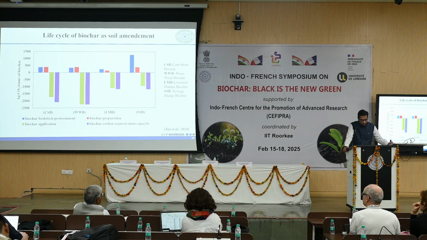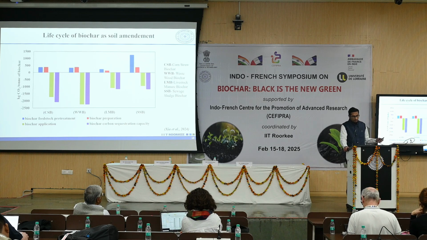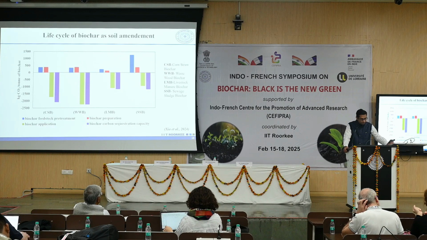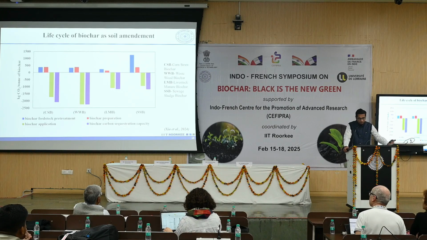Another example. Now suppose I am also considering different kinds of applications as well as the different feedstocks. Herein the biochar could be produced from corn straw, waste wood, livestock manure, and sewage sludge. And you can see that there would be different kinds of emissions occurring during the biochar feedstock preparation, biochar application, and biochar carbon sequestration as well.